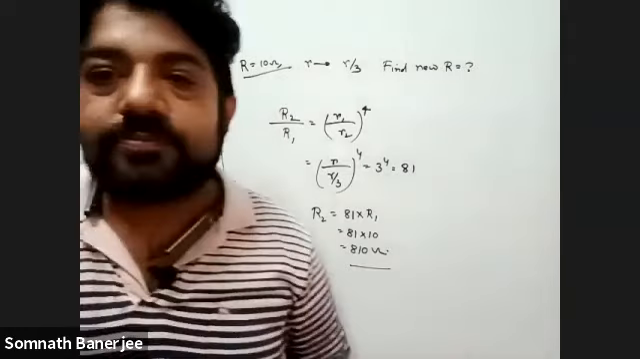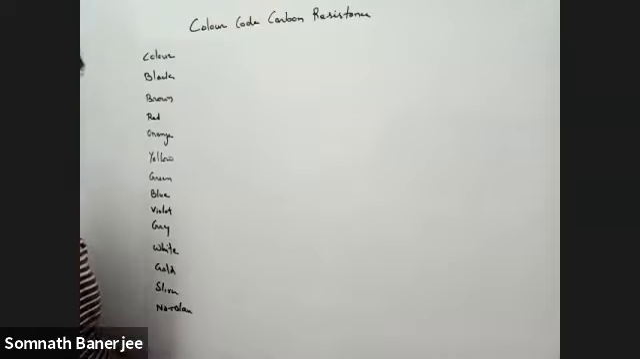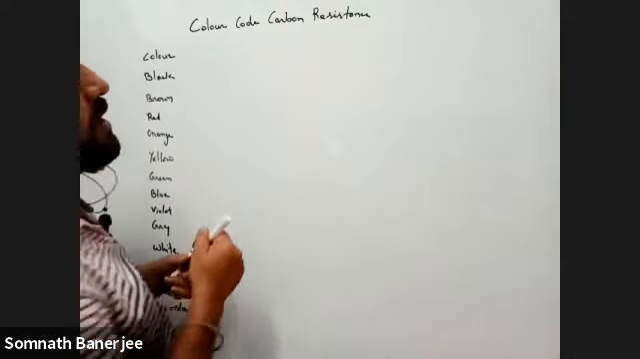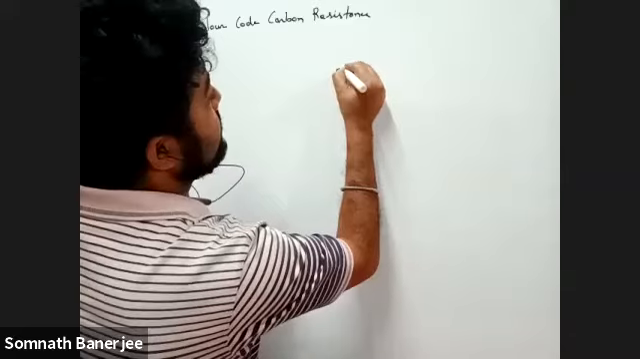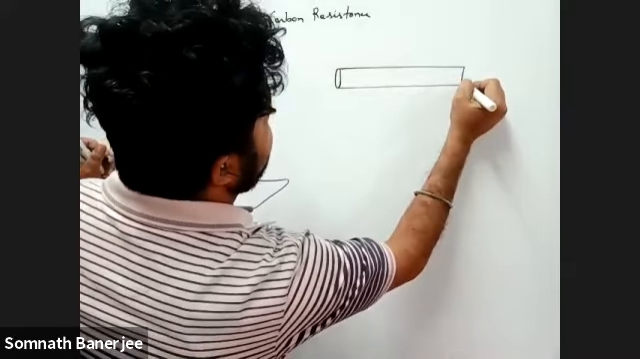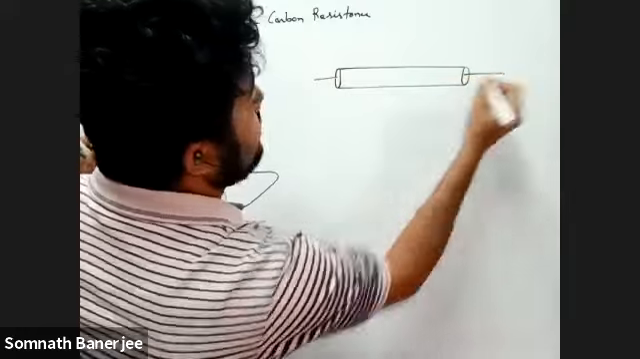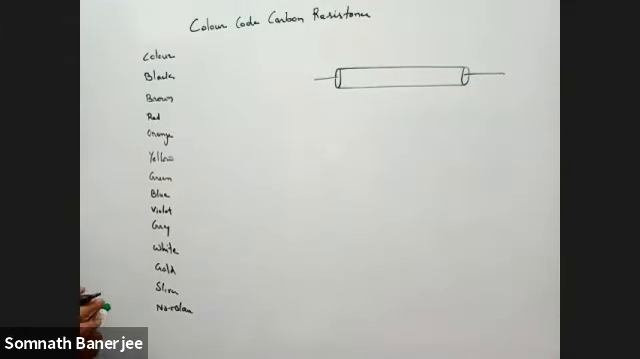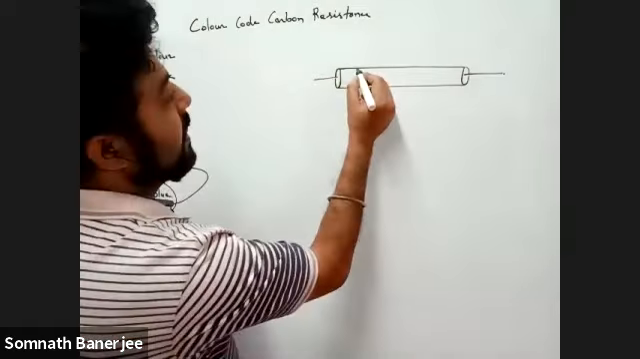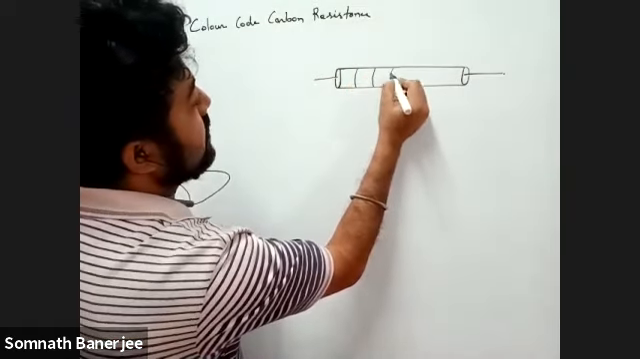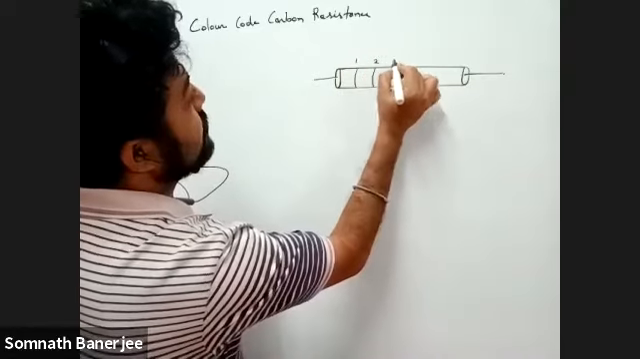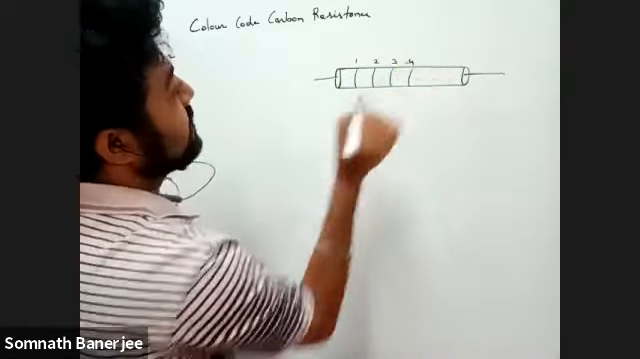I will send you the color code of carbon resistance. So what happens in this color code carbon resistance? If we have a carbon resistance like this, in this carbon resistance you have 4 colors: 1, 2, 3, 4 color bands.